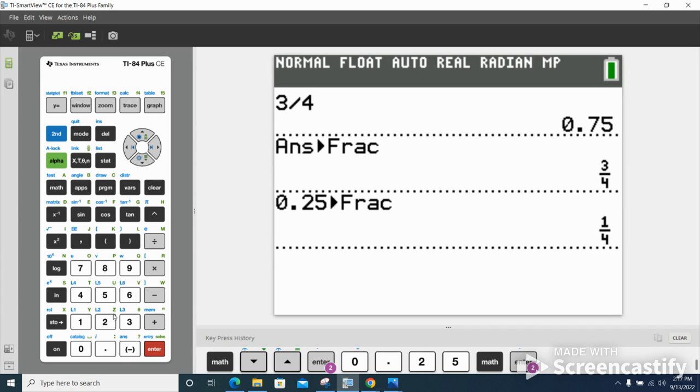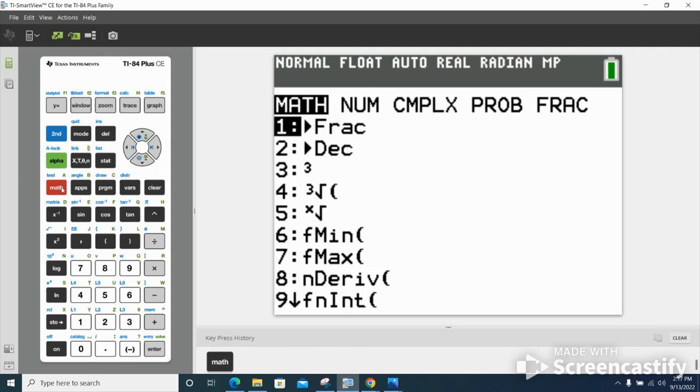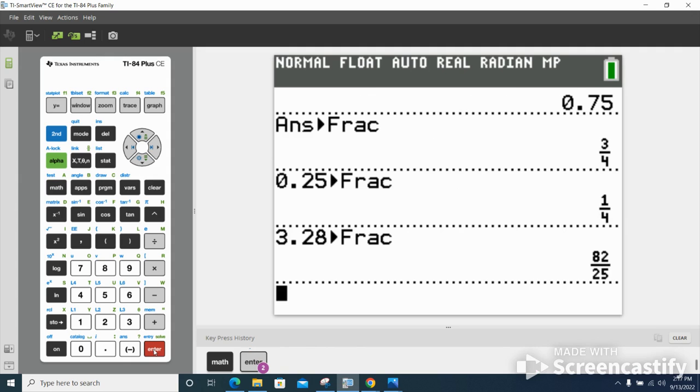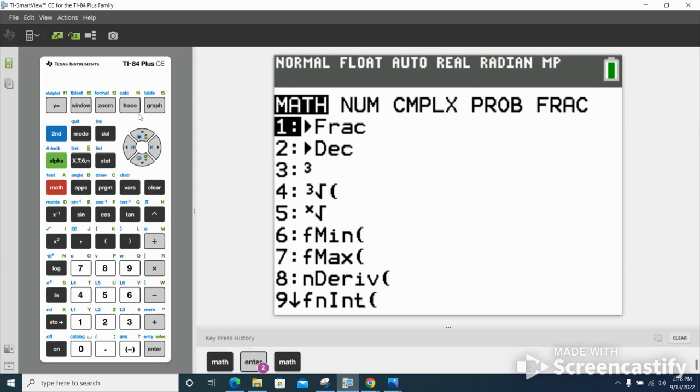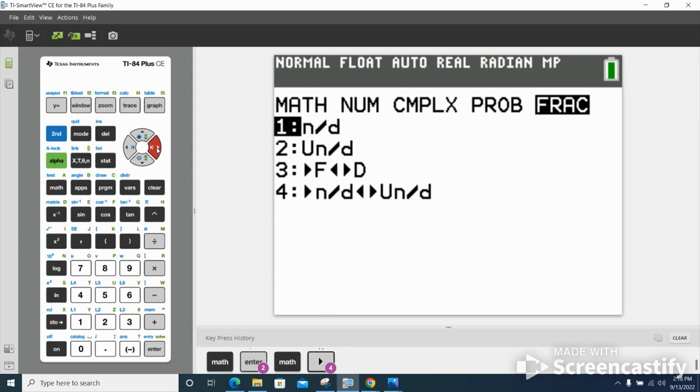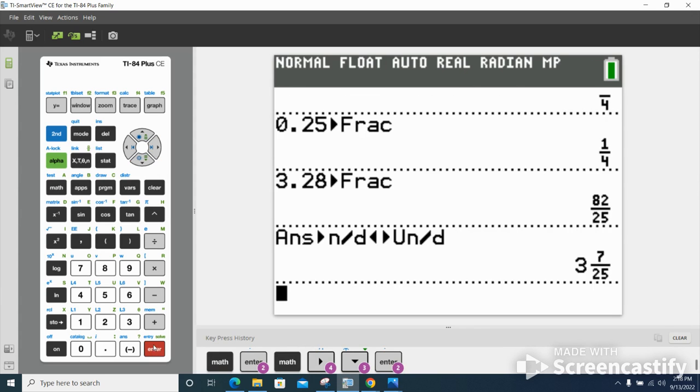Now, let's challenge ourselves. I'm going to say 3.28. And I want to convert that to a fraction, so I'm going to hit math. And I'm going to hit fraction. And I get 82/25. Well, that's an improper fraction, and I want it as a mixed number. So let me show you how to switch that to a mixed number real quick. Hit math again. Go all the way over to the fraction menu, and you would choose option 4. And it changes it to a mixed number. Okay? Does that make sense?